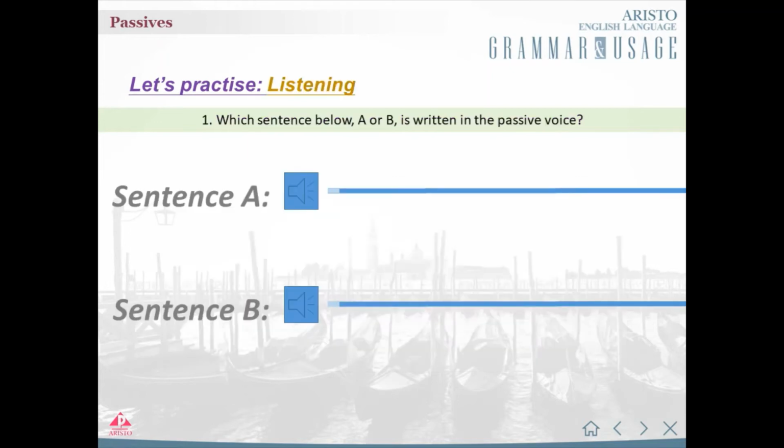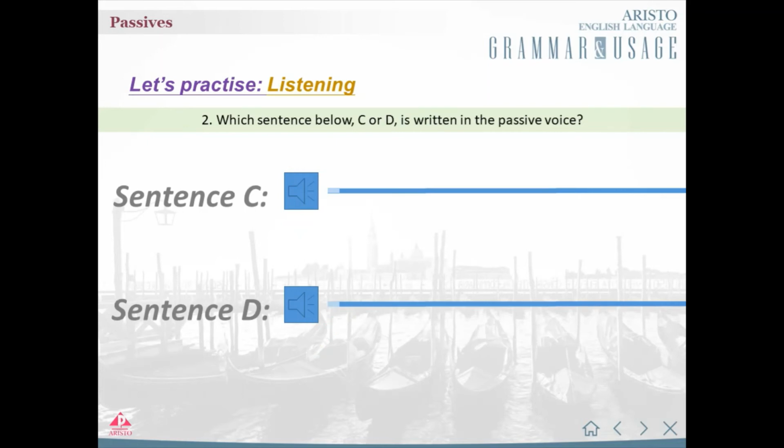Let's practice listening. Question 1. Listen to sentences A and B. Which sentence below, A or B, is written in the passive voice? A. I bought the book online. B. The book was bought online. The answer is sentence B. The book was bought online.